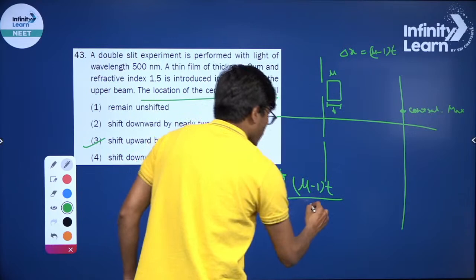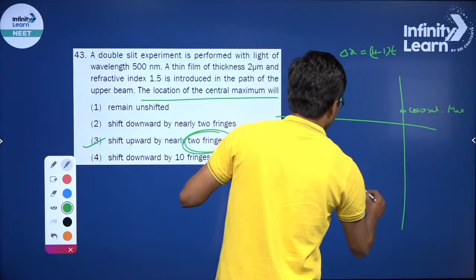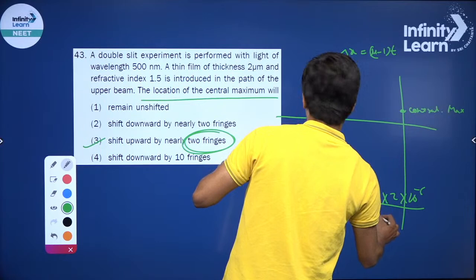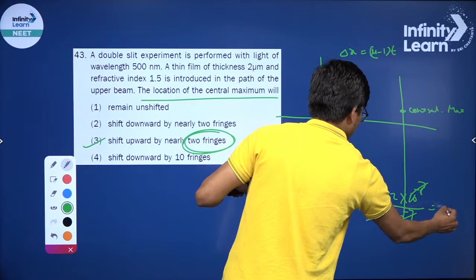shifted, that is (mu minus 1) times t by lambda. So mu is 1.5, it will be 0.5, t is given to you, and lambda is given to you as 5 into 10 to the power minus 7. So it is coming 2 times. So it will go up by 2 times.